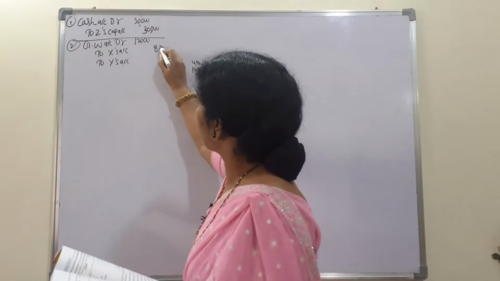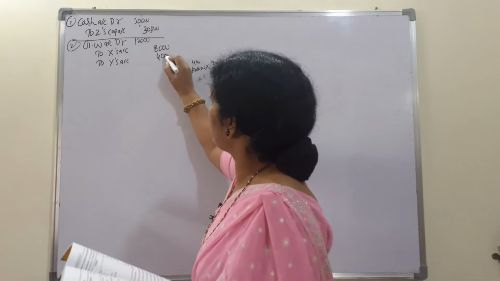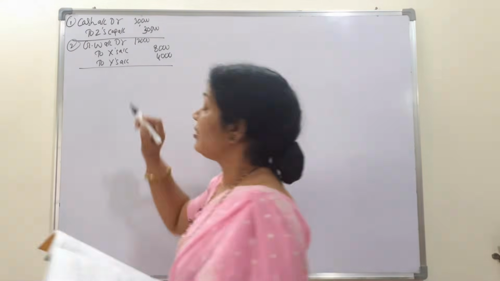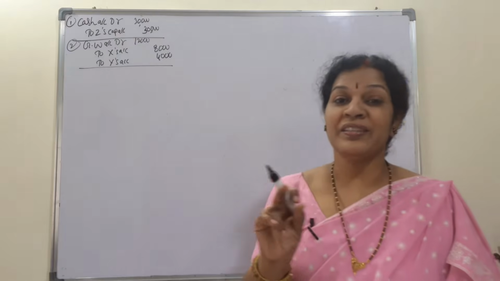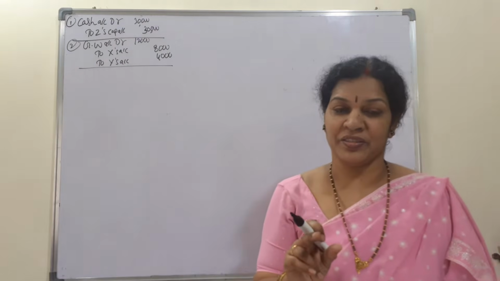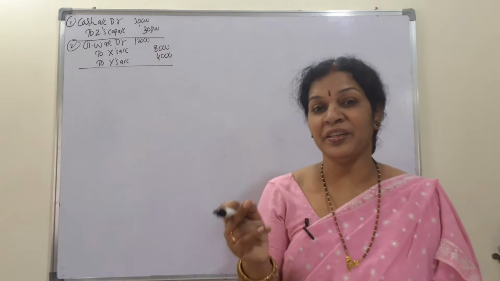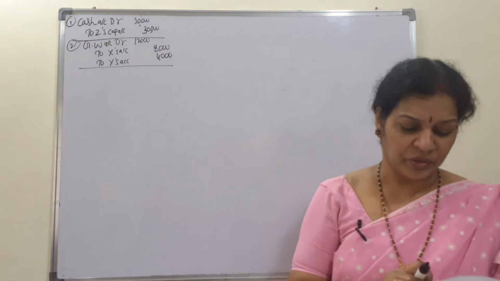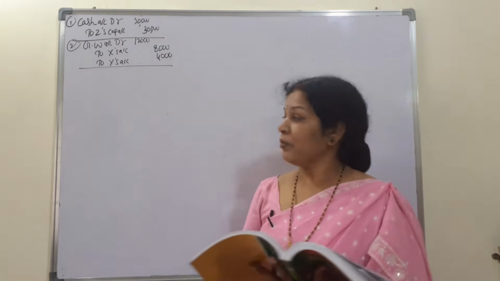$8,000 and $4,000. This is for goodwill created and divided to the old partners. Being goodwill created and shared by the old partners. You can write it like this also, and immediately write off.